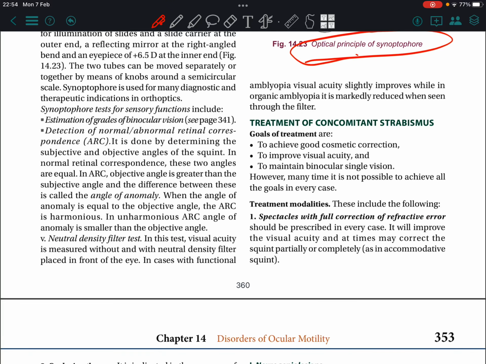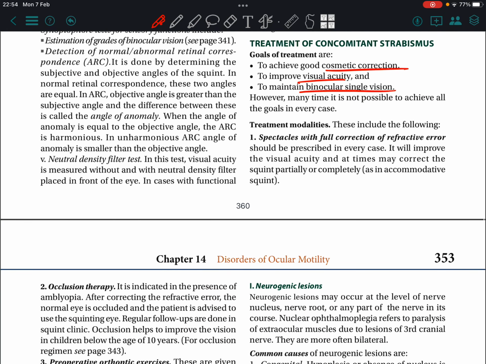Treatment of concomitant squint. Goals of treatment: to achieve good cosmetic correction, to improve visual acuity, to maintain binocular single vision. Treatment modalities: spectacles with full correction of refractive error should be prescribed in each and every case. It will improve the visual acuity, and at times may correct the squint partially or completely.